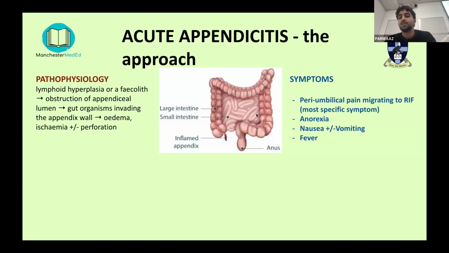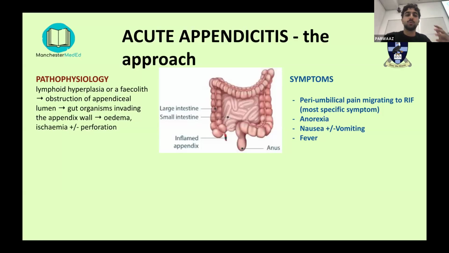So appendicitis, usually the most giveaway sign of appendicitis will be migratory pain. Okay, so pain that starts off in the periumbilical region, so in the sort of belly button area, and then migrates over the next few hours to the right iliac fossa. Okay, and that's to do with what I was talking about before about visceral and somatic innervation, which I won't bore you with, but essentially, when you see pain migrating down to the right iliac fossa, always think appendicitis.